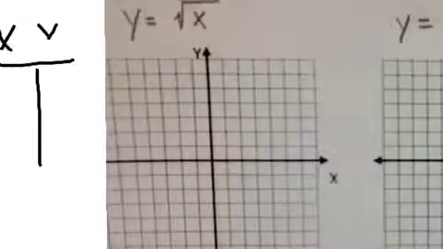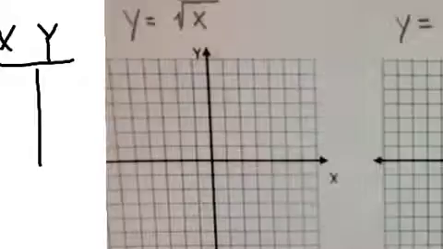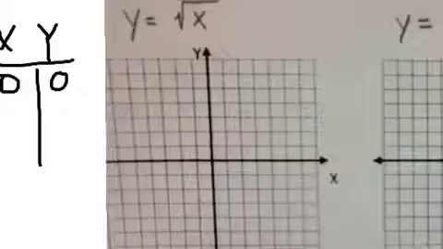X and y, right? So what does x have to be in order for us to use a square root? We can't put a negative in there. Can't do the square root of a negative number. It's just going to give us an imaginary number. We'll have to start with 0. We can do the square root of 0, which is 0. So our first point on this graph is going to be at 0, 0. Right here.